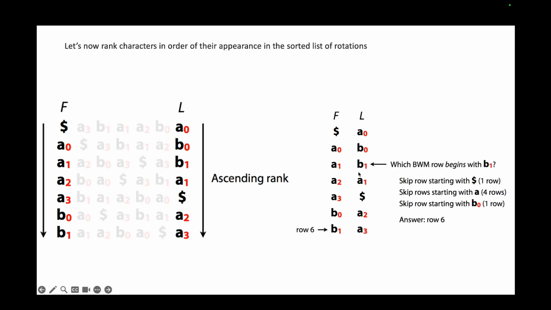If you're asking the question, what comes after B1 from the last column? The last column, which will have the B1, will match to a first column having B1. So you need to find which of the first columns has B1, right? Which BWM row begins with B1. Since the first row begins with a dollar, you skip that. Then the next four rows begin with A, you skip that. You skip the row starting with B0 as well. So row 6 is the row that starts with B1.